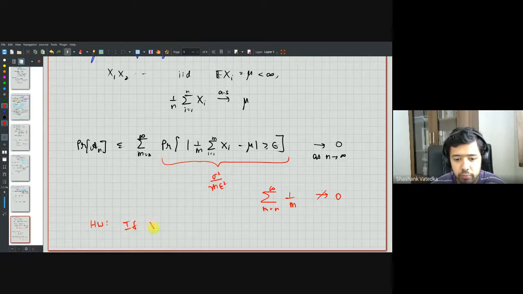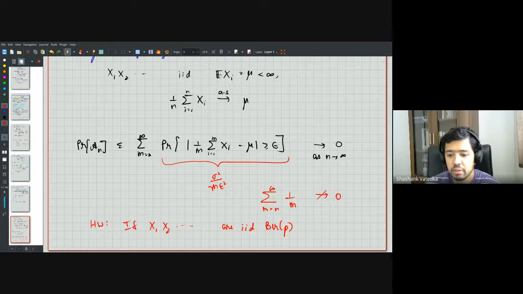So if x1 and x2 and so on are IID Bernoulli P, then I want you to show the strong law of large numbers. So essentially 1 over n summation i going from 1 through n of xi, this converges almost surely to P.